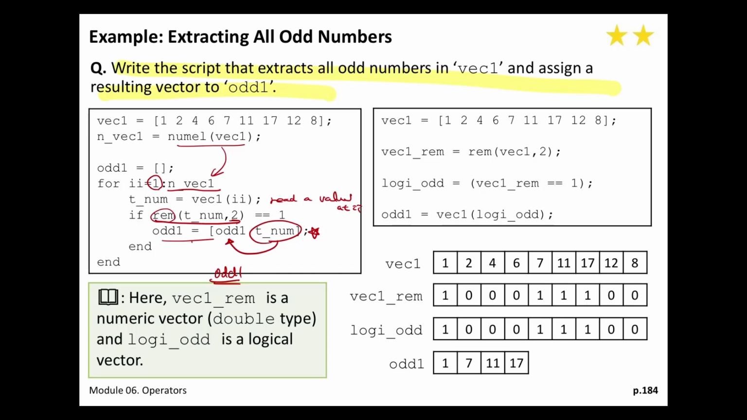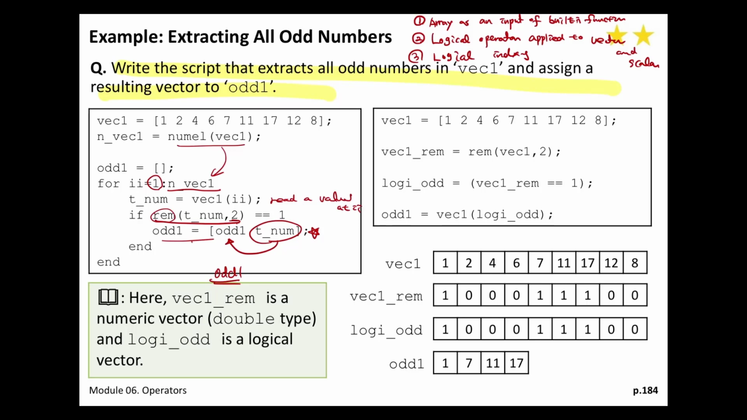How do we perform this operation without using the loop statement? There are three components here: first, an array as an input of a built-in function; second, a logical operator applied to a vector and a scalar; and third, logical indexing.